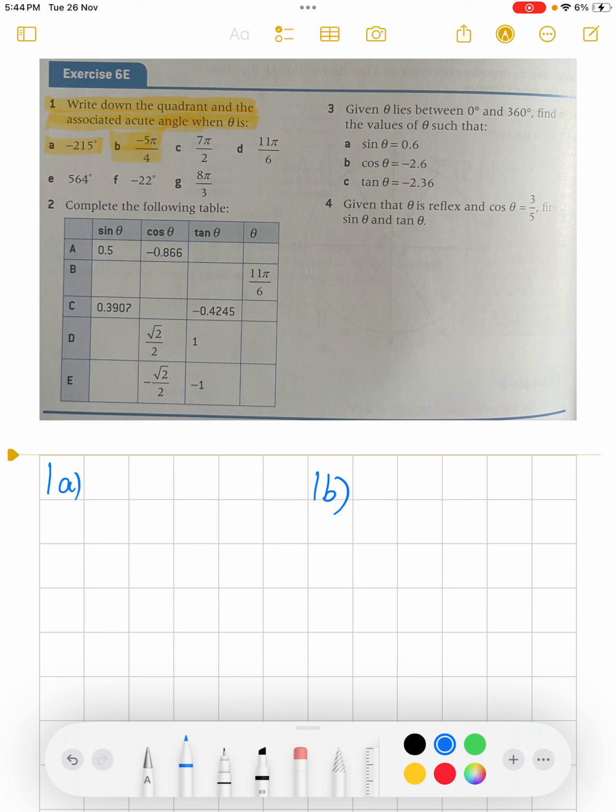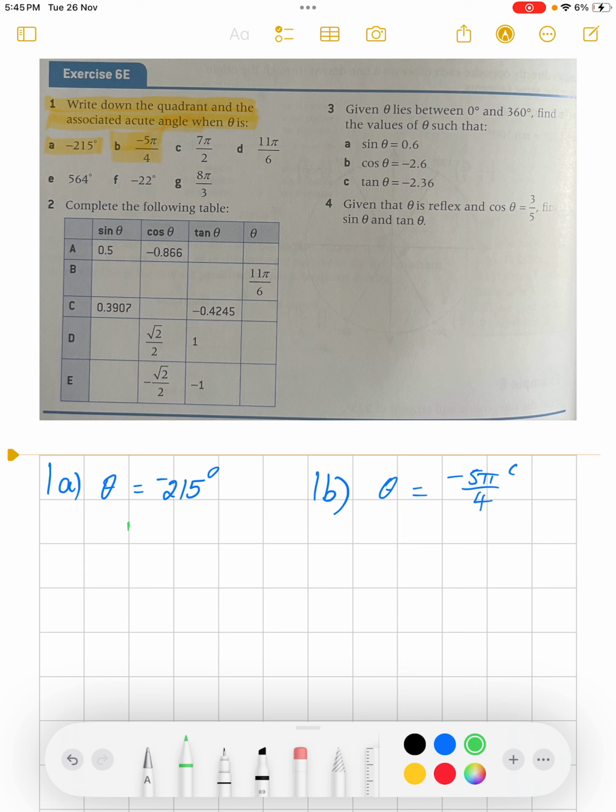Write down the quadrant and the associated acute angle when theta is, first of all, negative 215 degrees. And for part B, when theta is negative 5 pi over 4 radians.